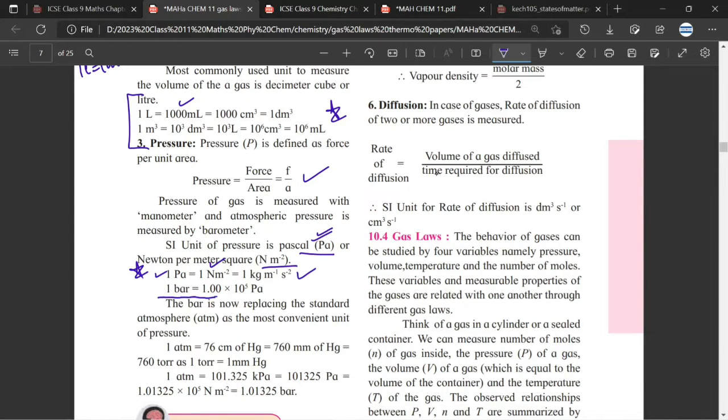Now here things become interesting. The bar is now replacing the standard atmosphere as the most convenient unit of pressure. So historically 1 atmosphere has been used, but now what is suggested is that you start using 1 bar. 1 bar is equal to 10 to the power 5 Pascal. Can you note this down?